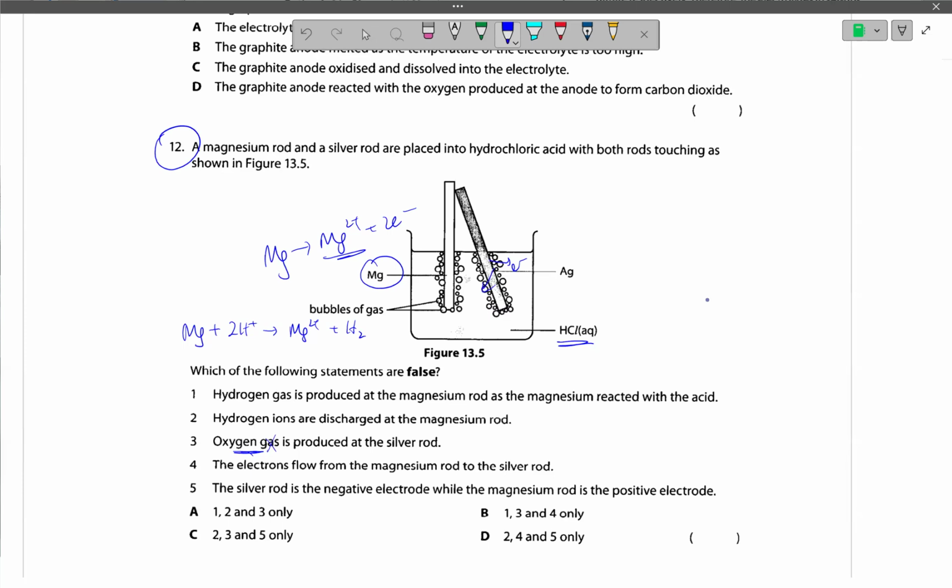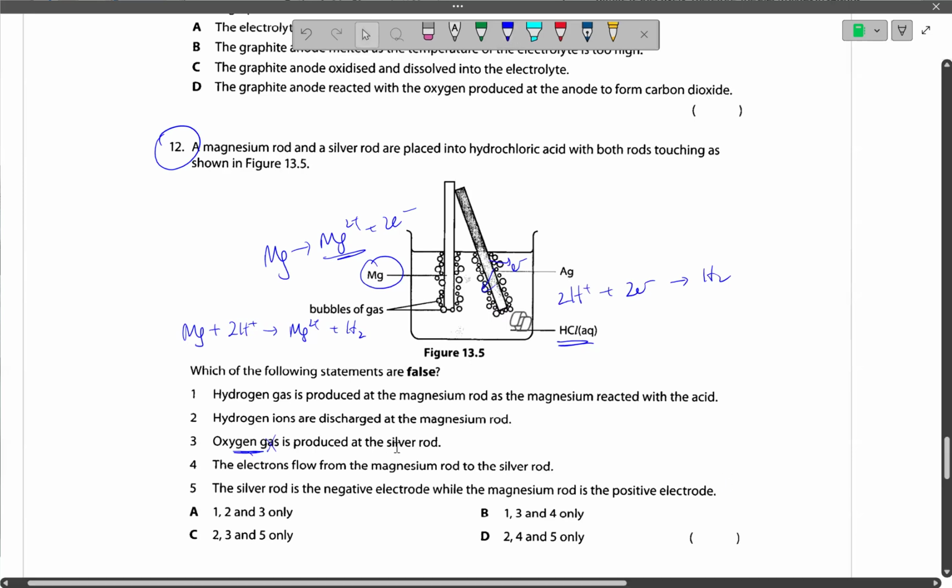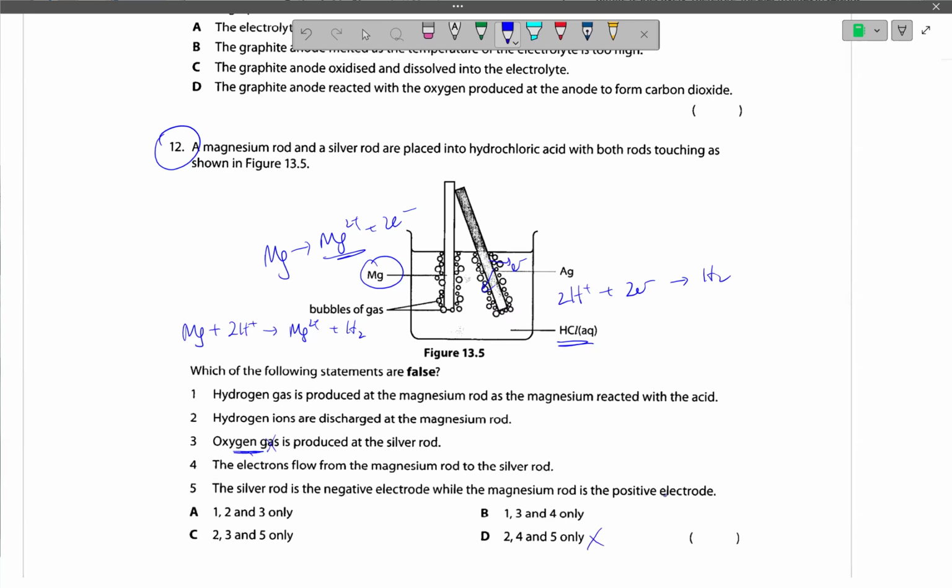Because electrons come out, it is H+. This one confirms the discharge of hydrogen to form hydrogen gas. Okay, so number 3 is confirmed wrong. So that means the answer is not D already because there's no 3.